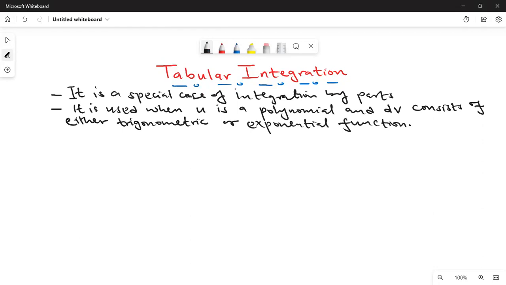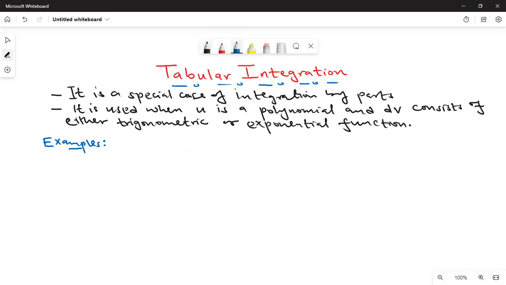Remember, when you talk of integration by parts, you need to integrate a product of two functions. So tabular integration is just a special case of integration by parts. And in this case, our u is a polynomial. Our dv is either a trigonometric or exponential function. So I'm going to give you some examples to illustrate how to integrate using a table. So you can write examples. What you need to take note of is that tabular integration is easier than integration by parts.